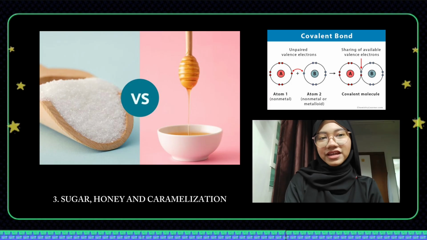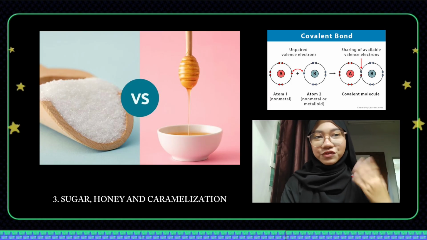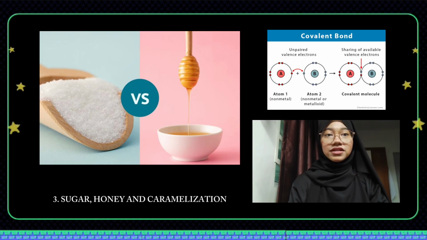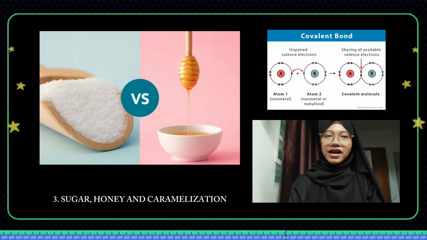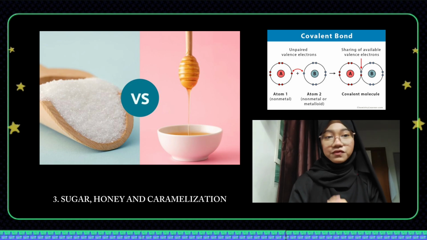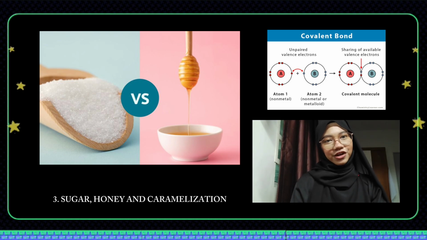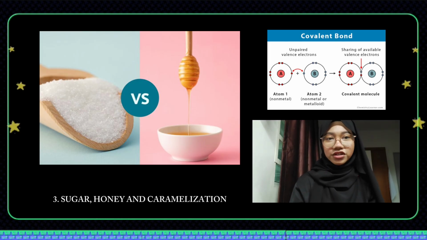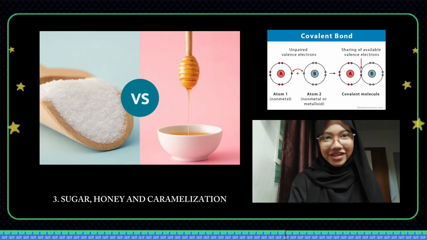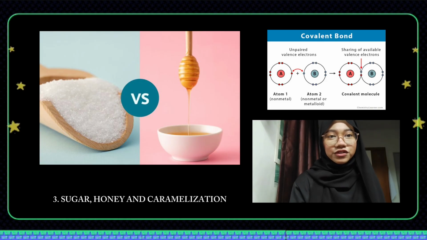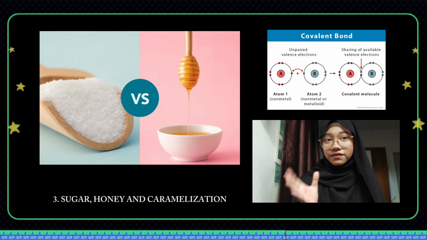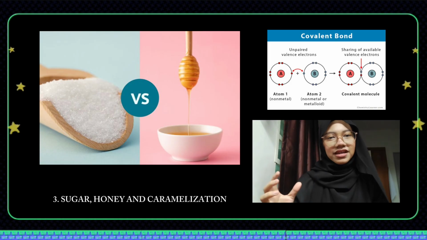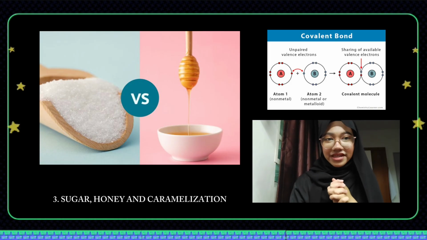Okay, so today I would like to explain the role of sugar and honey in baking from a chemical point of view. For the third step, sugar and honey are not only used to make food taste sweet. They are made of tiny particles called molecules, and these molecules are joined together by covalent bonds. When sugar and honey are heated in the oven, the heat causes these bonds to break and change. This process is called caramelization.